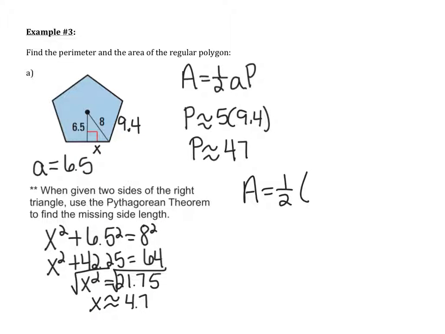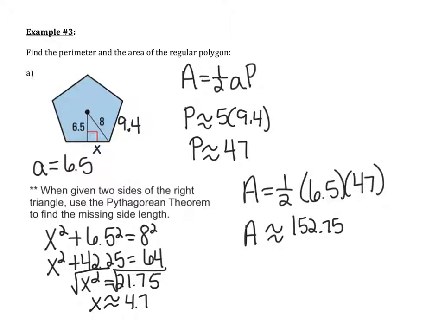So now we're going to take our area formula like we had from before, 1/2 the apothem, which we know the apothem is 6.5, times the perimeter, which we now know is about 47. So again, I'm going to use the approximate symbol. Since I'm not using an exact answer for the perimeter, then my area is not going to be an exact answer. So 1/2 times 6.5, the apothem, times 47, the perimeter, is about 152.75. It didn't give us a unit, so we could just say units squared.